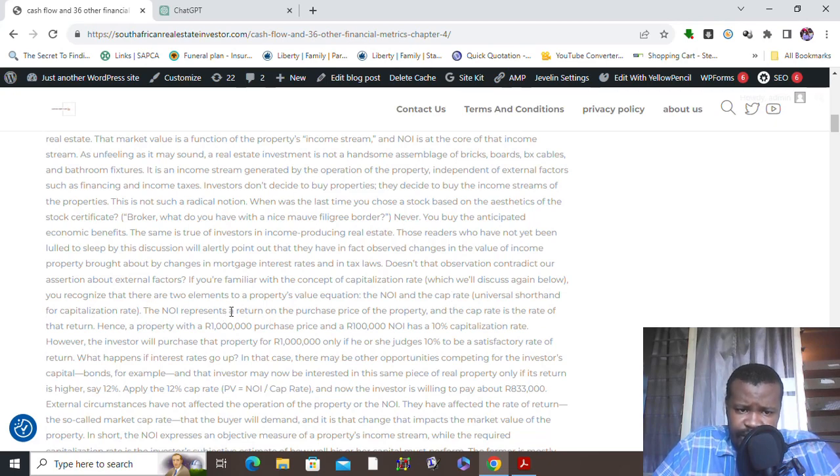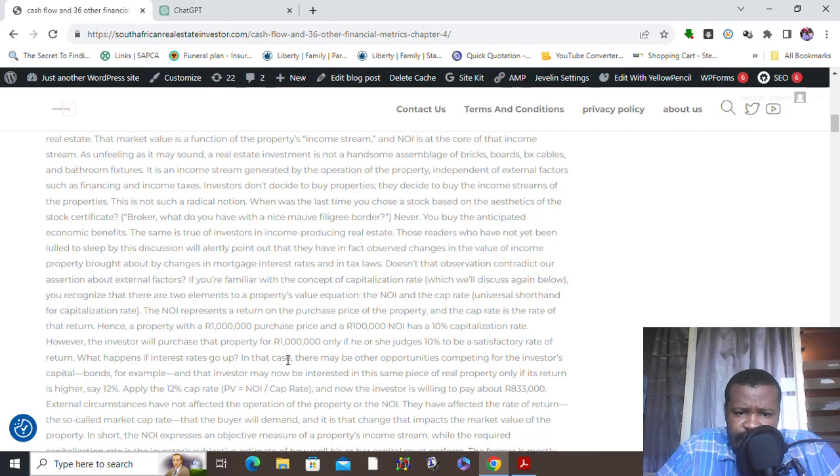The NOI represents a return on the purchase of the property, and cap rate is a rate of that return. Hence, a property with a 1 million rand purchase price and 100,000 rand NOI has a 10% capitalization rate. However, the investor will purchase that property for 1 million rand only if he judges 10% to be a satisfactory rate of return. What happens if interest rates go up?